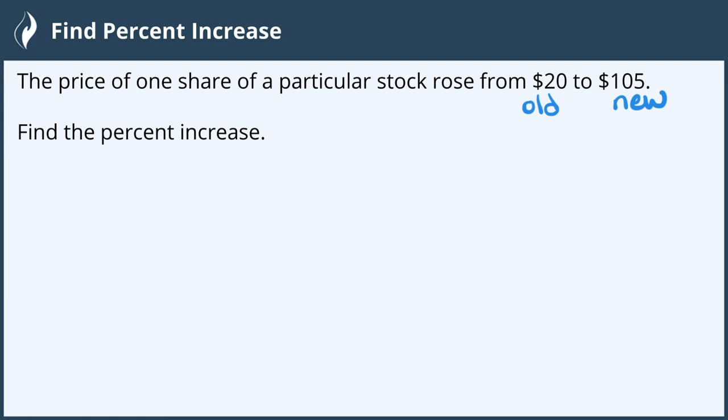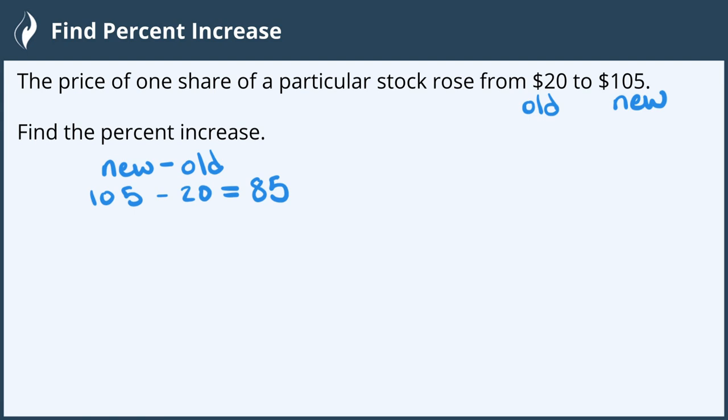If I want to find the percent increase, let's go ahead and take the larger amount and subtract the smaller amount to see how much it increased. So that would be the new, subtracting the old, or the original. So we have 105 subtract 20 to give us an increase of $85.